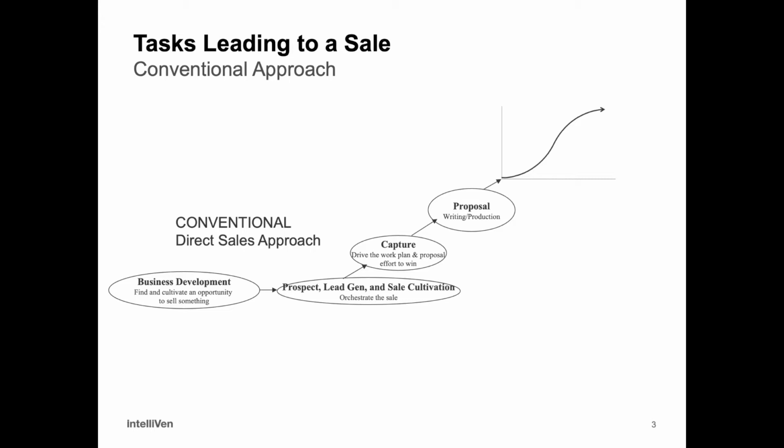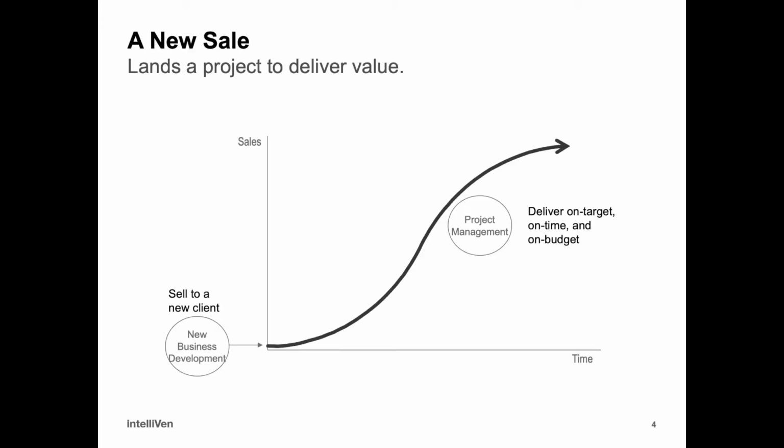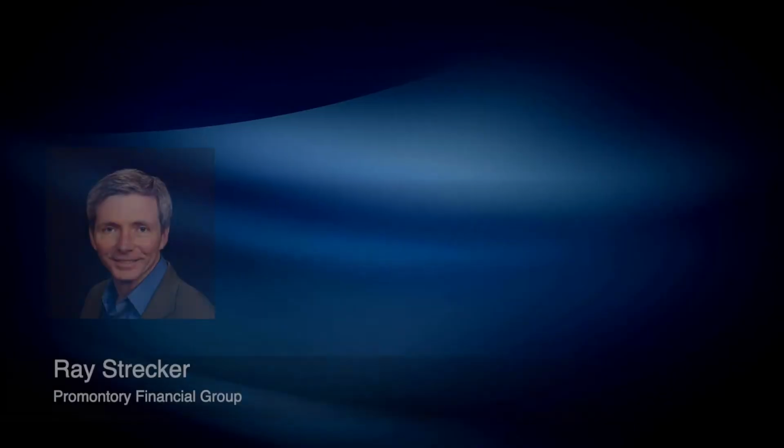And boom, you have the idea to provide a specific set of services to a specific buyer with a specific set of terms. If everything goes well, the proposal is accepted, and on page 4, voila, we have a sale leading to a project in which what was promised is delivered on time and on budget. And that's the conventional model for selling and doing in a services business.